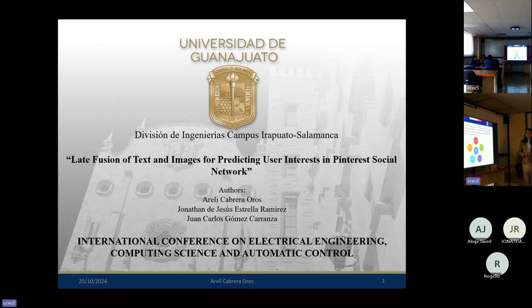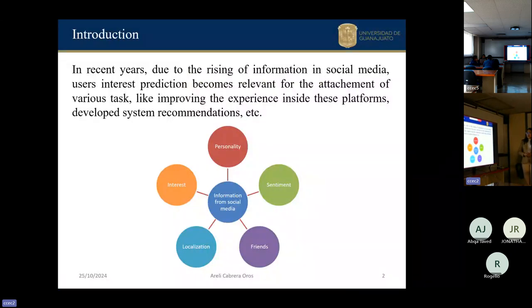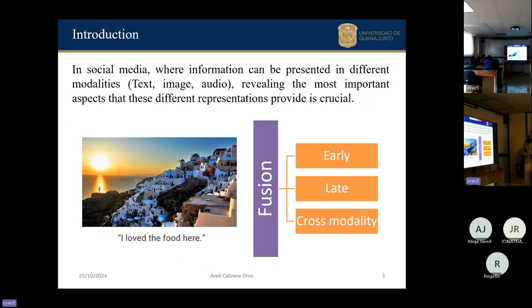For this, we must first be aware of the big amount of data that is generated from social media. This data can provide us different aspects of a user, like their personalities, their localization, their possible friends, sentiments, and the interests. The user's interest can be useful for various tasks, like developing recommendation systems or improving their experience inside these platforms. However, in social media, information can be presented in different modalities, like text, image, audio, etc. These modalities can reveal different aspects of a user. For example, we can have an image of a landscape, and its textual description can provide us a description about a sentiment. We want to leverage this information by applying fusion.